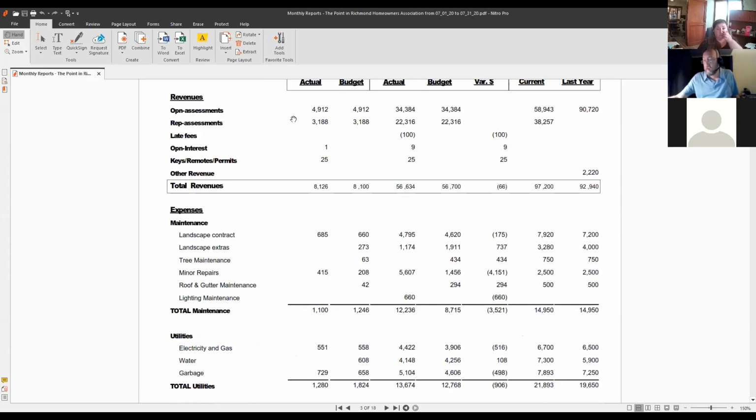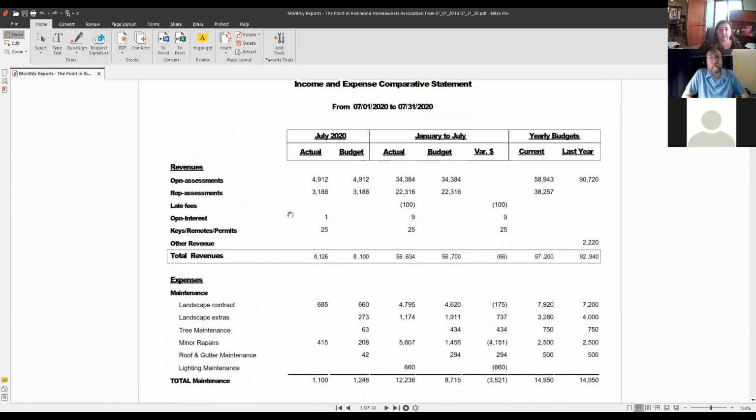So you're going to look at the top of the report, and that's going to show you the revenues. So your assessment income, your late fees, other revenue, all of those things are here. So this here is the current month of activity. This here is the year to date.